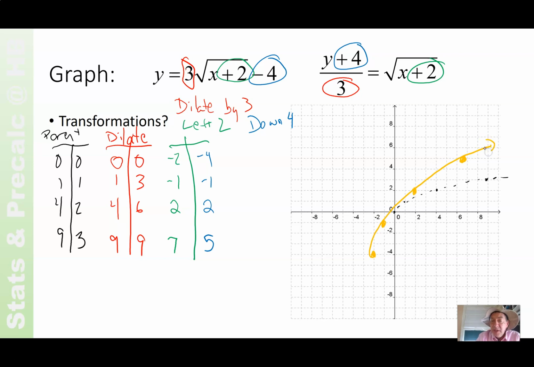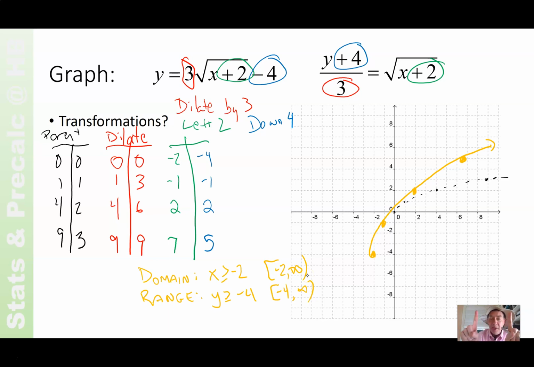You notice that it's stretched, and you can definitely see that stretch. You also notice the domain and range have changed. The domain is now x has to be greater than or equal to -2, or -2 to infinity if you're writing in interval notation. The range is that y is greater than or equal to -4. And again, in interval notation, -4 to infinity.